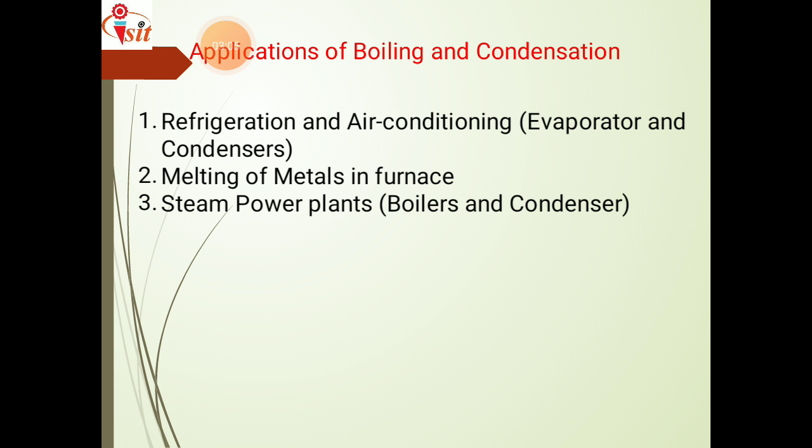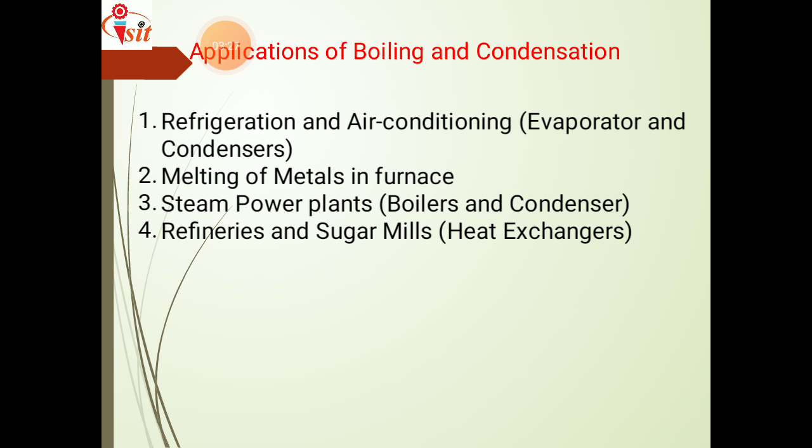Steam power plants. Boilers and condenser is the best example, where in boiler heat is supplied to water which is flowing through tube and it will be converted into vapor. And in the condenser, after expansion of this steam in turbine, it is condensed. It is converted from vapor to liquid. In sugar mills and refineries, we use heat exchanger to transfer heat from hot fluid to cold fluid. Process heating and cooling. Cooling of nuclear reactor and motor.